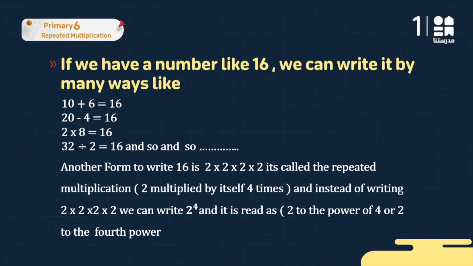So instead of writing 2 times 2 times 2 times 2, I can write it in a different form. I can write it as 2 power of 4, and it is read as 2 power of 4, or 2 to the fourth power.